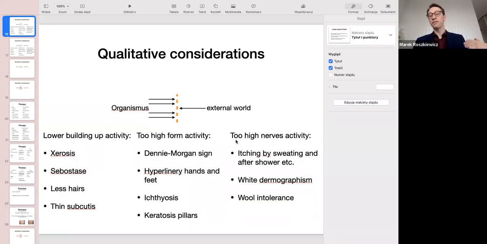And with this form activity, the nerve activity is closely connected, but we can divide them a bit aside. So, just the acting of the nerves. The most important sign of atopic dermatitis is itching, especially with sweating, during or after a shower, or in a very warm room and so on.